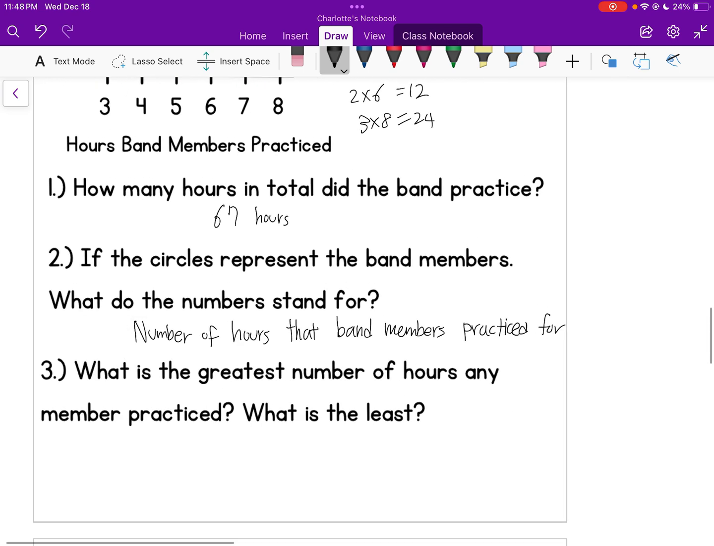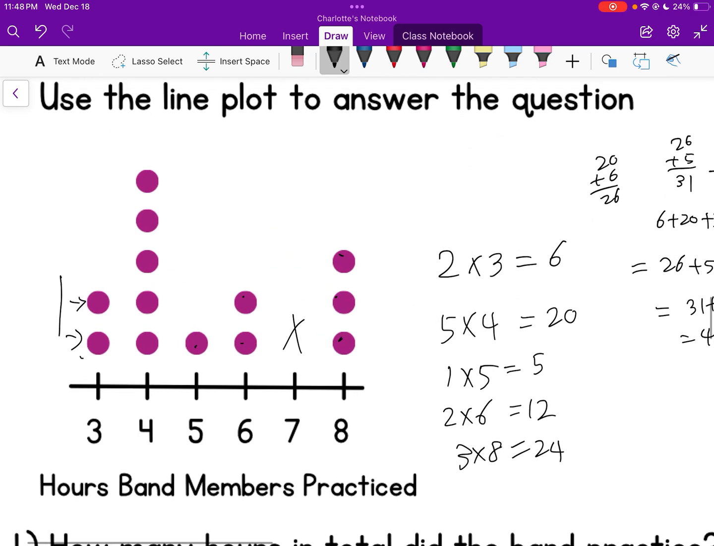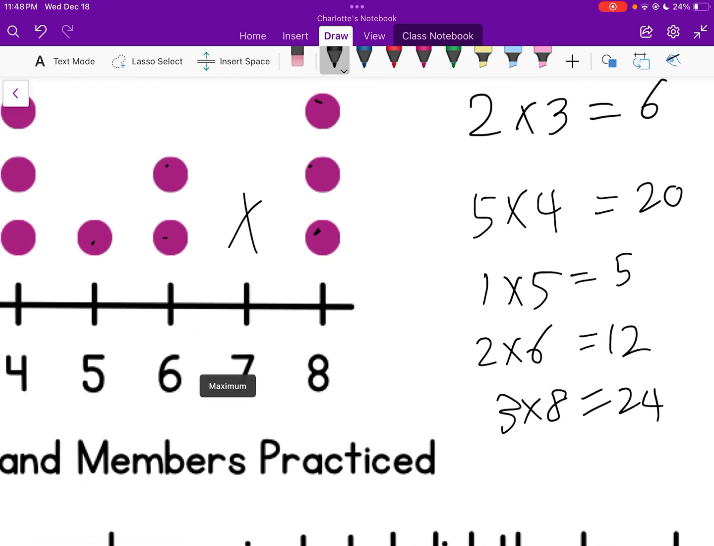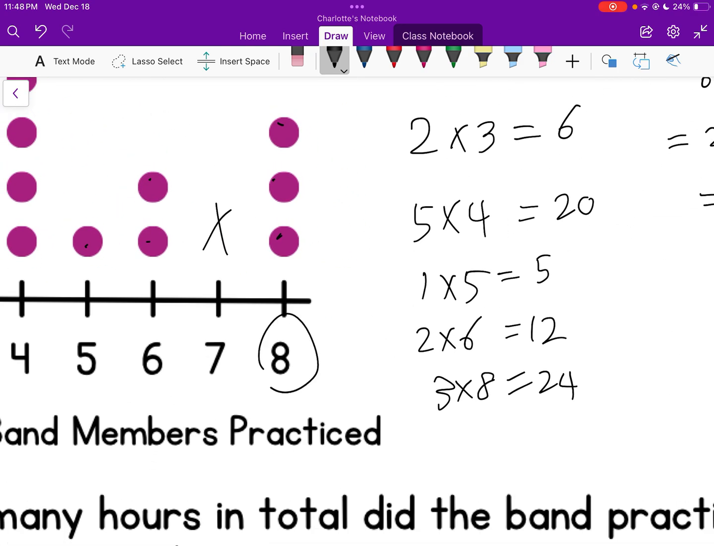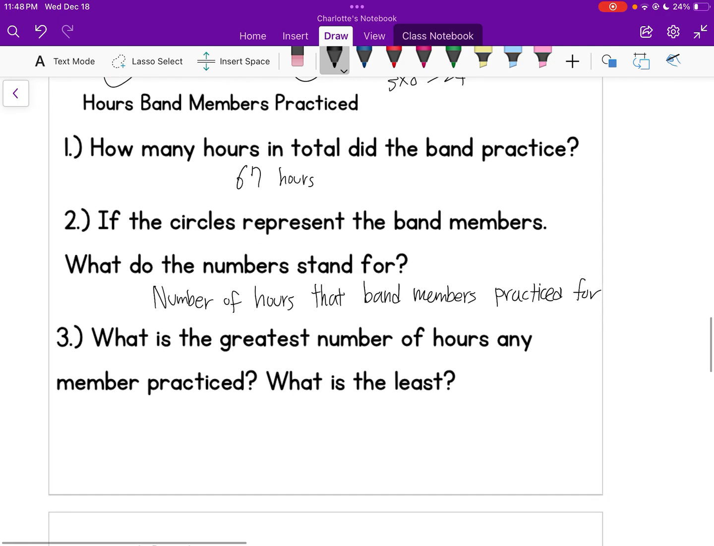What is the greatest number of hours any member practiced? What is the least? In this case, 3, 4, 5, 6, 7, 8, and 8 is the greatest, obviously. So 8 hours is the highest, and 3 is the least. Least is 3 hours.